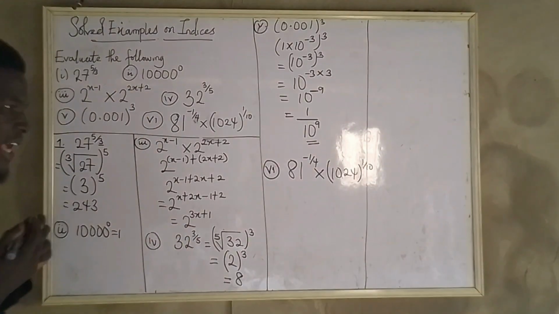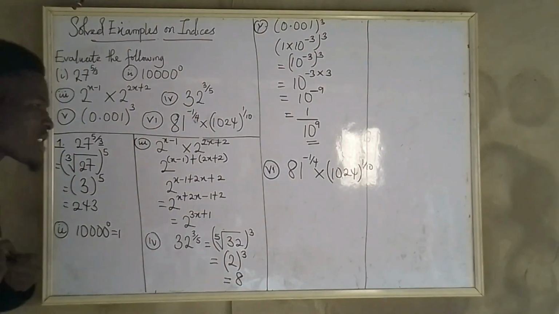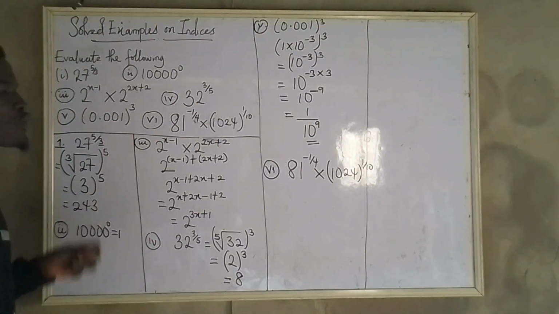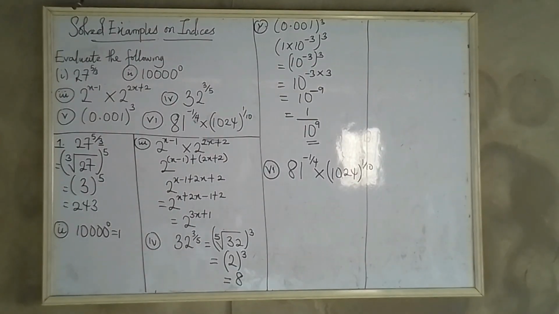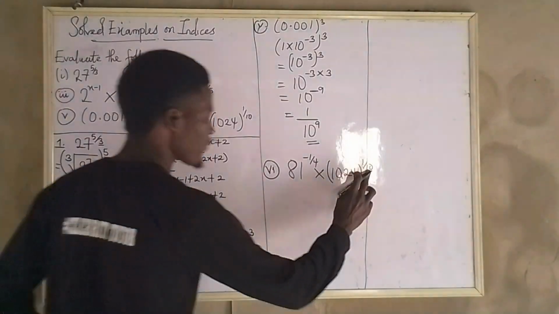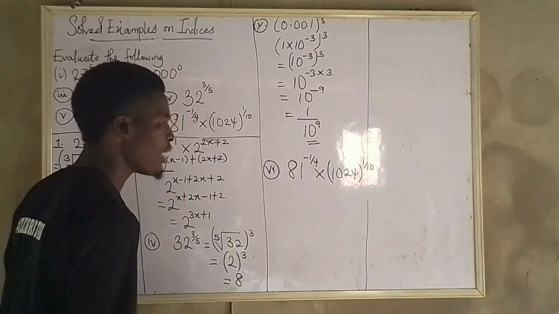I'll give you 10 seconds. Look at this question. What is the first thing that comes to your mind? Oh, this is too big. Oh, this question is too big. What will I do? No, as a mathematician, you don't have to think that way. Look at this question very well, and you are going to discover that it is very simple than the others. Alright? So what will you do first?